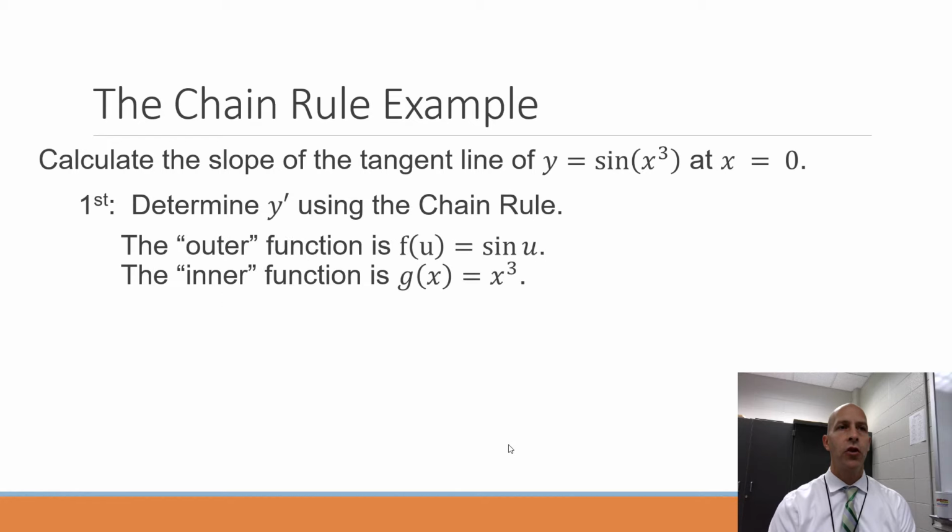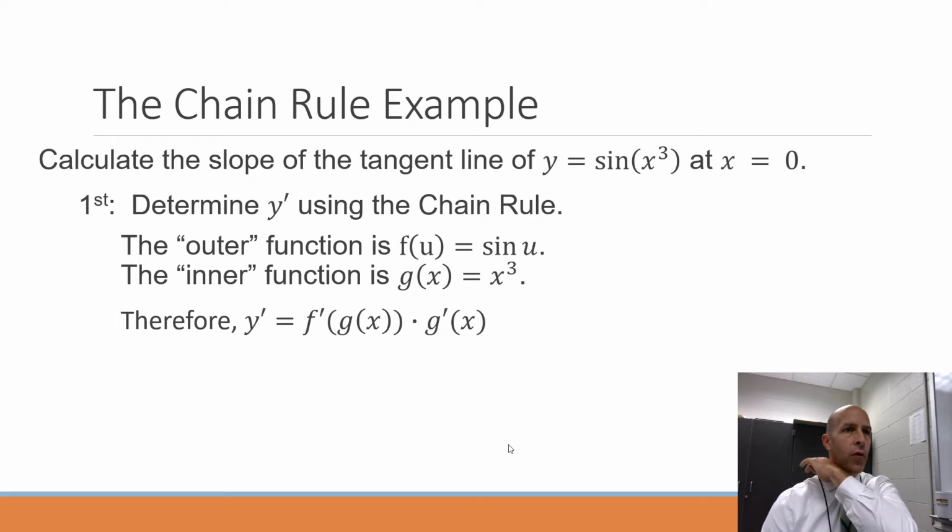So the outer function here, I'll call it f of u, is the sine function. The inner function is g of x, which in this case is x to the third. So we can see we have a composition of functions, so we want to use the chain rule. Therefore, y prime will equal f prime of g of x times g prime of x.